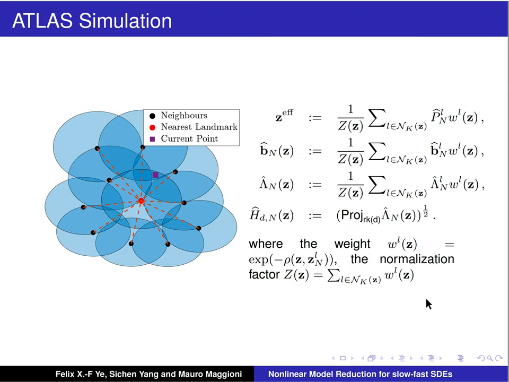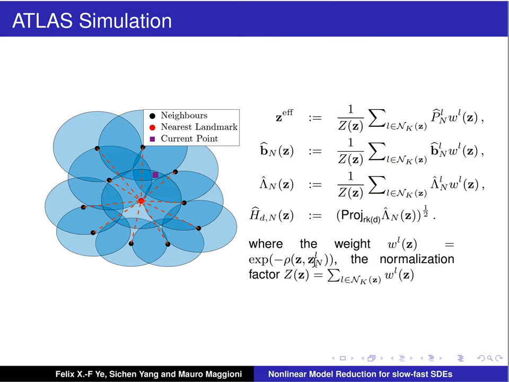Before that, I want to talk about something on the simulation. We have a very good estimation on the landmarks, but what if the point is not a landmark? In fact, we can use the nearest landmark. Say this purple one is my current point, and this red dot is the nearest landmark. You ask what the neighbors of this nearest landmark are, and calculate the local Mahalanobis distance from this purple point relative to these neighboring landmarks. Then I use the weight of exponential of minus distance.